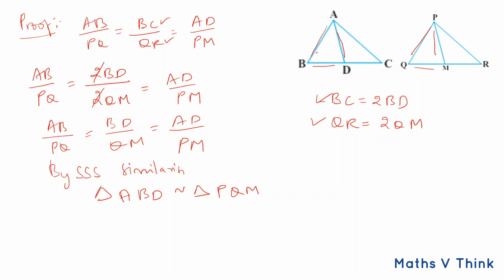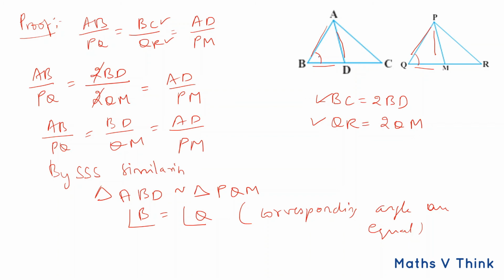So can I tell the corresponding angles will be equal? So can I tell angle B is equal to angle Q? So angle B is equal to angle Q. That is, corresponding angles are equal. Why am I taking B and Q? Because in triangle ABC we'll be taking B. Same way in PQR I'll be taking Q. So I'll show you.